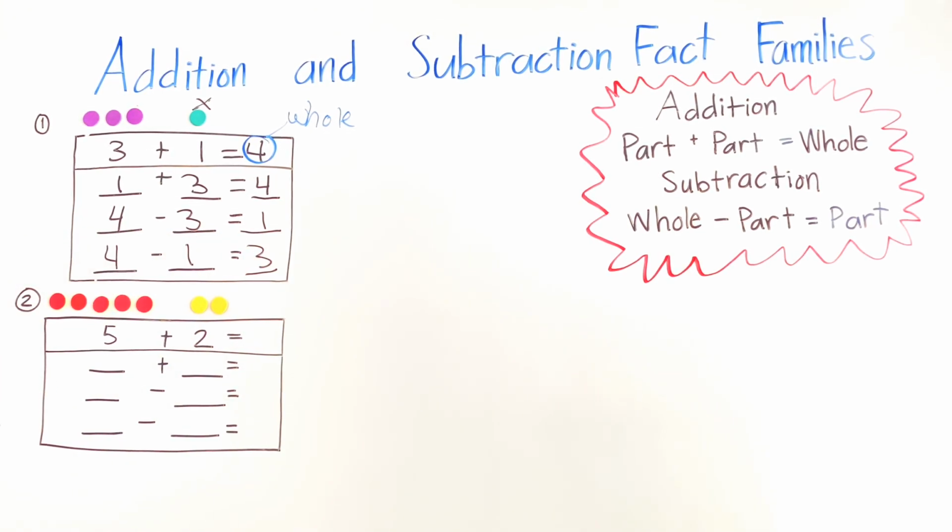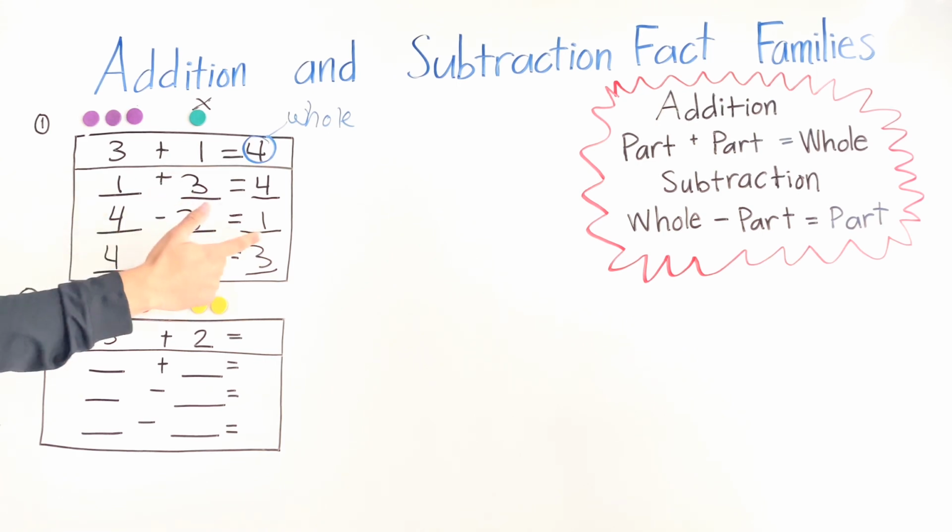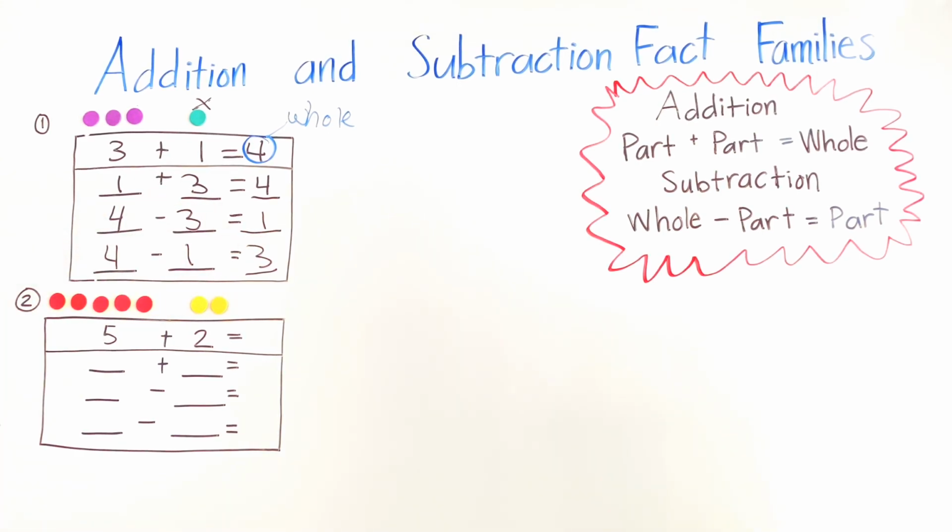When you see this, you see that 1 plus 3 equals 4, which is part plus part equals your whole. And you have your whole minus a part equals the other part. If for some reason you don't have the numbers 3, 1, and 4 in here, then you know you did something wrong. So go back and check where you think you made your mistake.